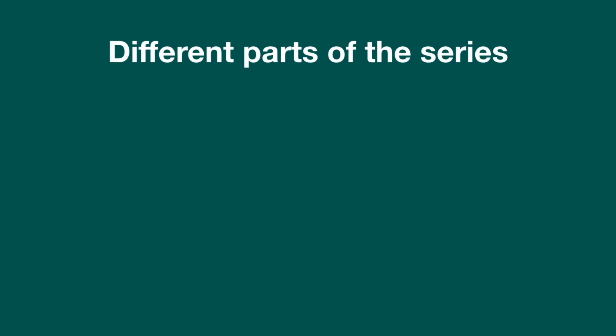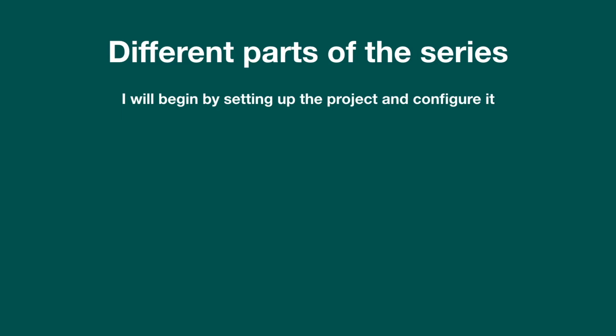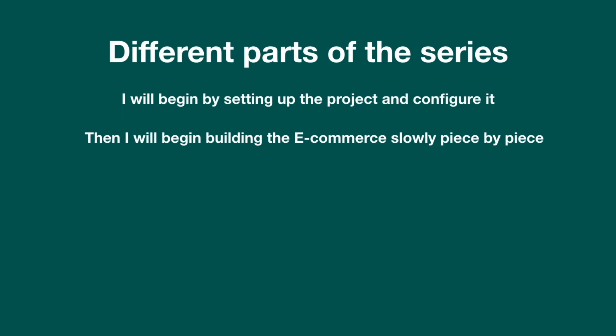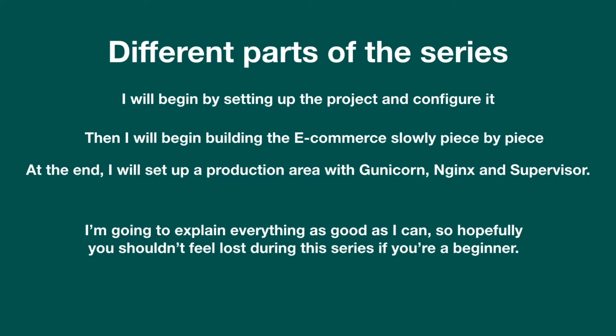How will I create the different parts of this series? I will begin by setting up the project and configuring it. Then I will be building the e-commerce slowly, piece by piece, where I try to explain to you everything I do and why I do certain things. At the end, I will set up a production area with Gunicorn, Nginx and Supervisor. I'm going to explain everything as well as I can, so hopefully you shouldn't feel lost during this series, even if you're a beginner.